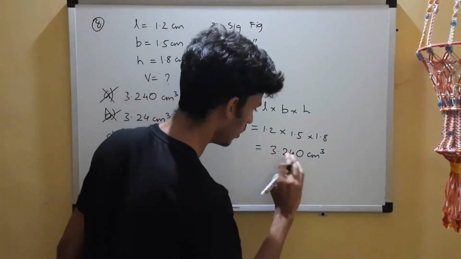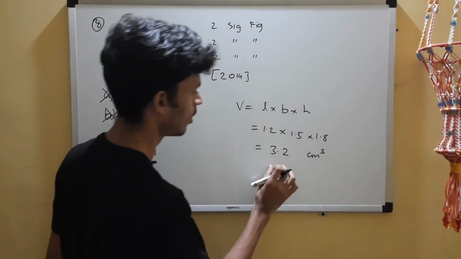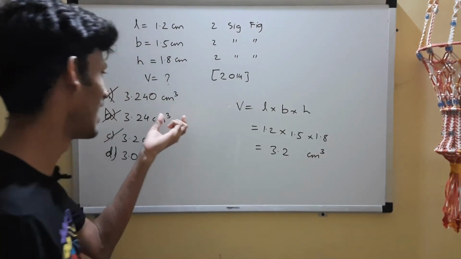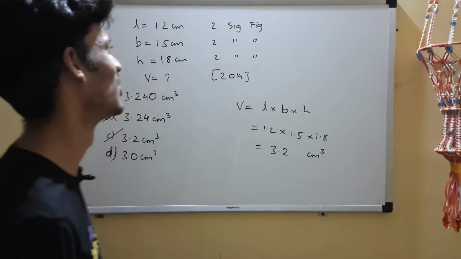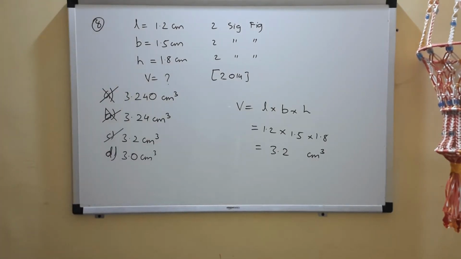Now you have to drop this. Drop 0, drop 4. So the answer that you are left with is 3.2. So that is the answer and not this. So that's how it's a BITSAT question. Now over to the next question.